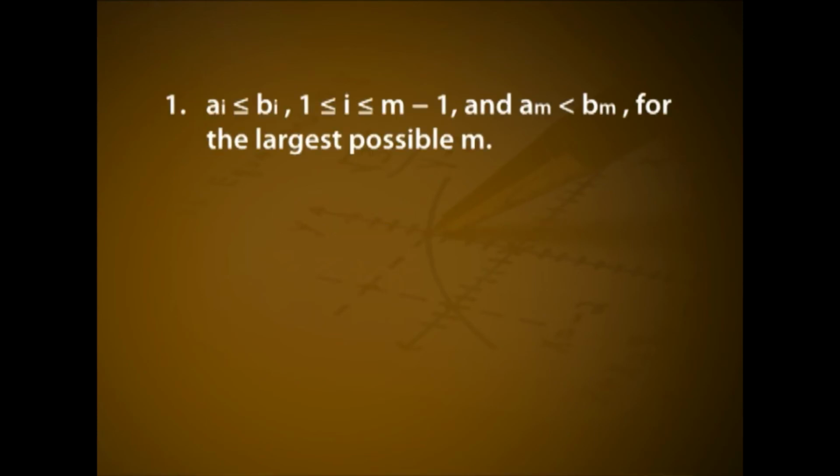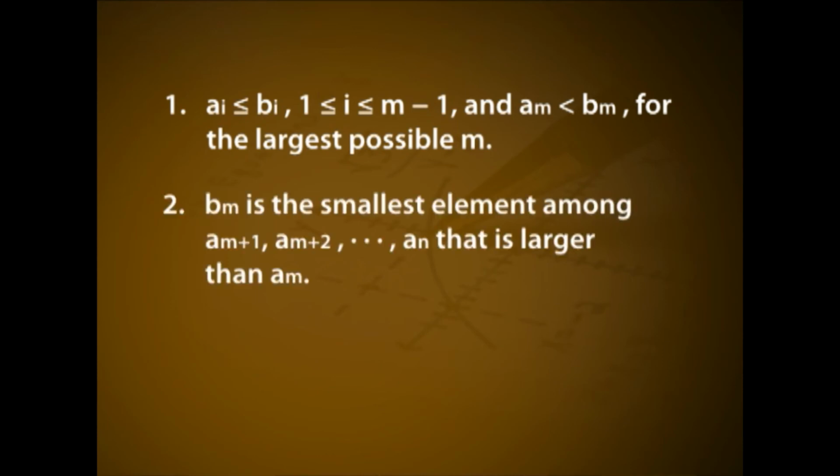First, Ai less than or equal to Bi, 1 less than or equal to i less than or equal to m minus 1 and Am less than Bm for the largest possible m. Next, Bm is the smallest element among Am plus 1, Am plus 2, etc. An that is larger than Am. Last, Bm plus 1 less than Bm plus 2 less than etc. less than Bn.